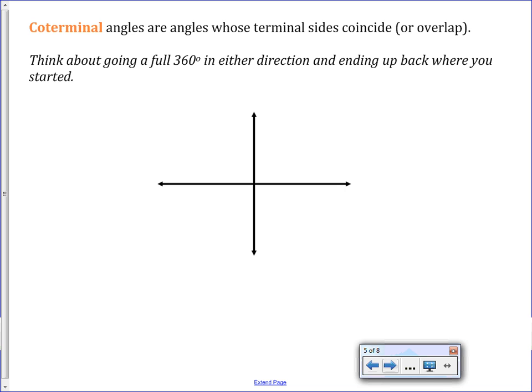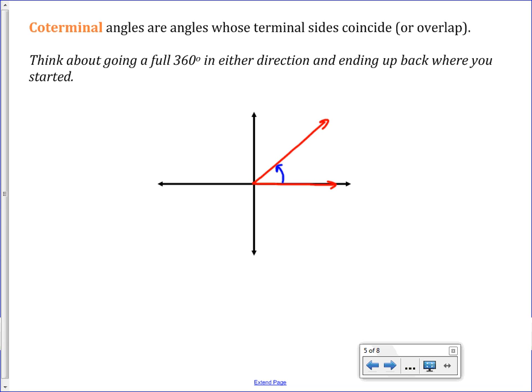Another important vocabulary word to define is coterminal angles. Coterminal angles are angles whose terminal sides overlap. So it says, think about going a full 360 degrees in either direction to end up back where you started. That's what coterminal angles look like. So let's say I have a 45-degree angle here. It's in the first quadrant, and this is the direction I've traveled.